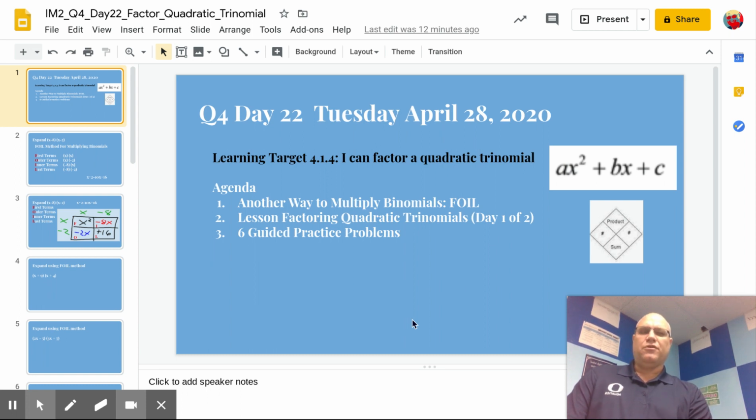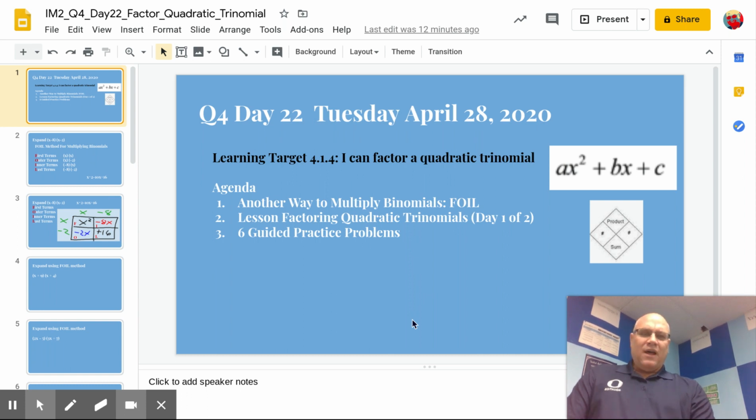Today's lesson is a two-dayer. We are going to be factoring quadratic trinomials. This is going to be a big idea. This is a big skill that you need to have down as you walk in the door for Integrated Math 3. So this is going to be very important. We're going to spend 2 days on this process, kind of level 1 today, next level tomorrow.